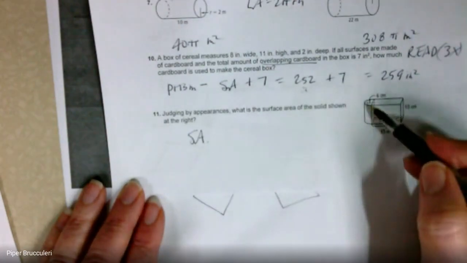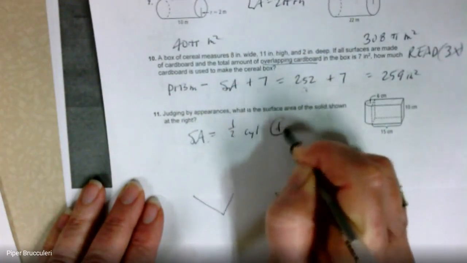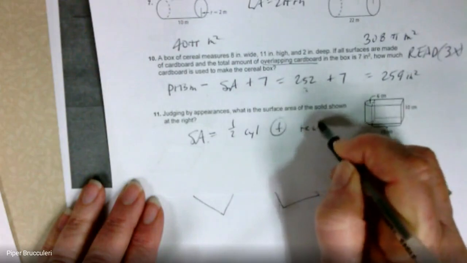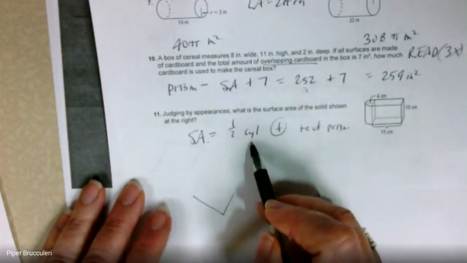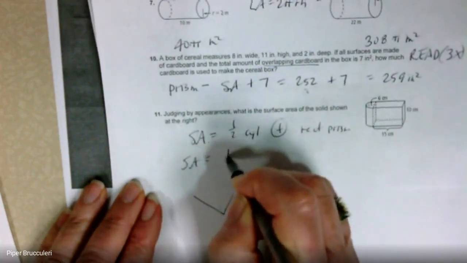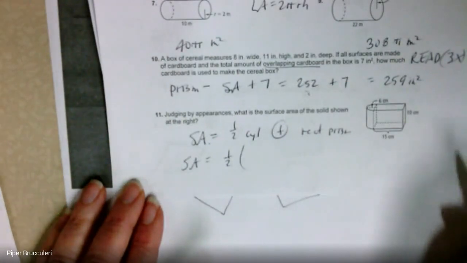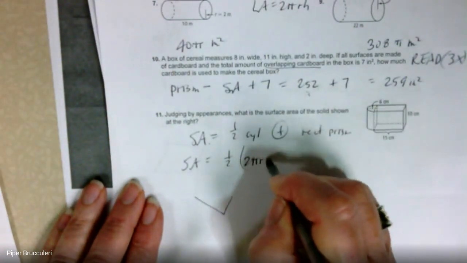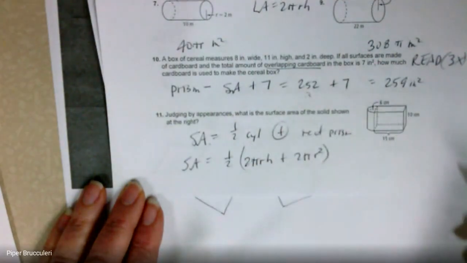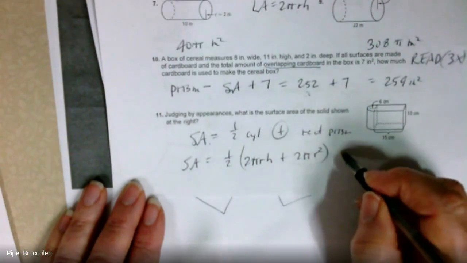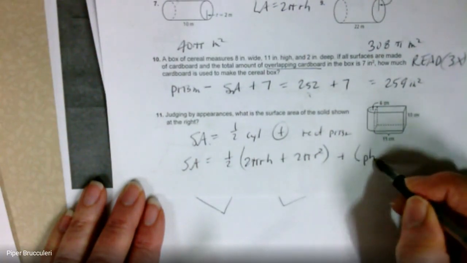So when I look at this, I see this end. That's going to be half of a cylinder plus the rectangular prism. So you're going to have to take half of the cylinder formula. So half of the cylinder is going to be that formula from your notes. This is not math magic, it is 2 pi RH plus 2 pi R squared. That's the cylinder formula. And then you're going to have to add the rectangles, the perimeter times H.